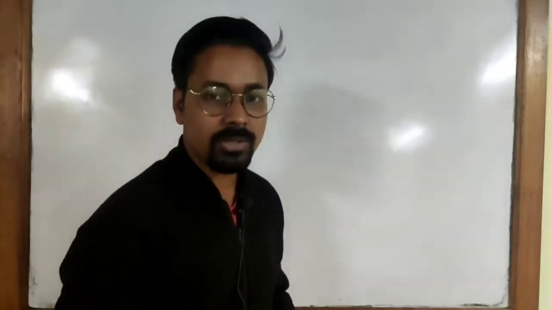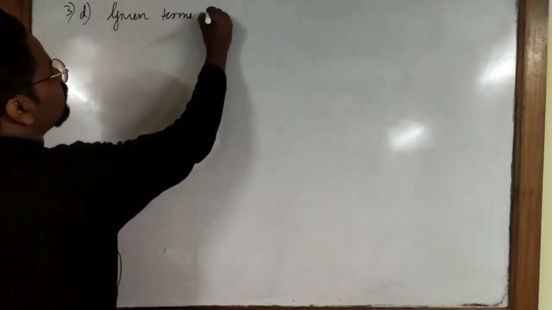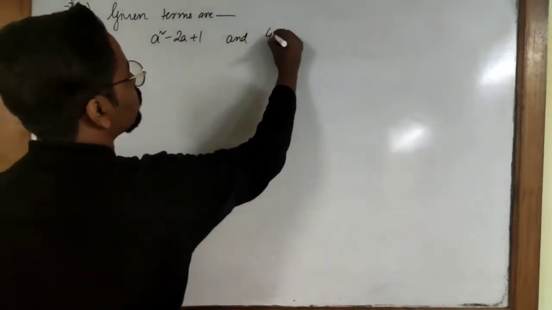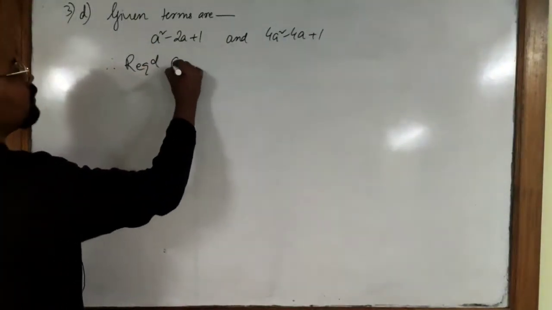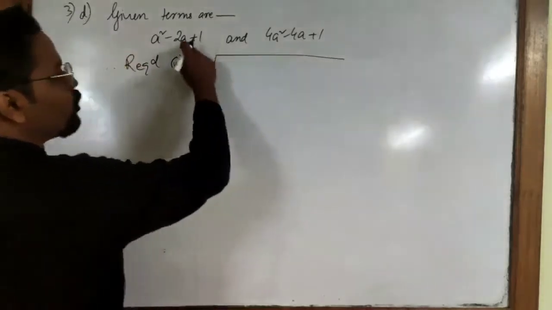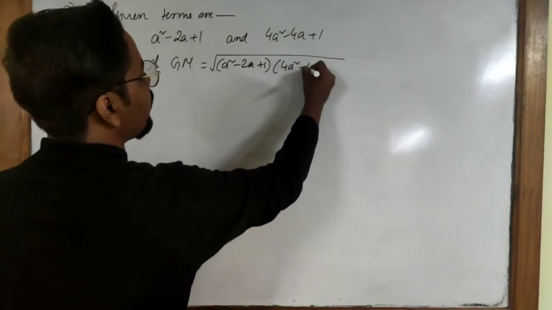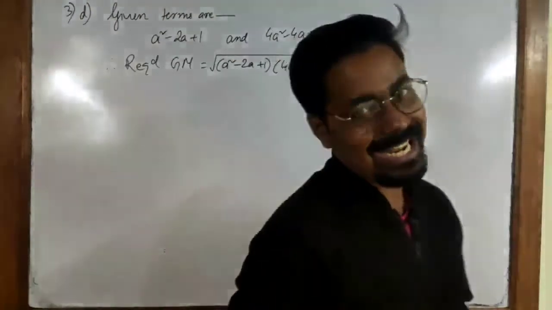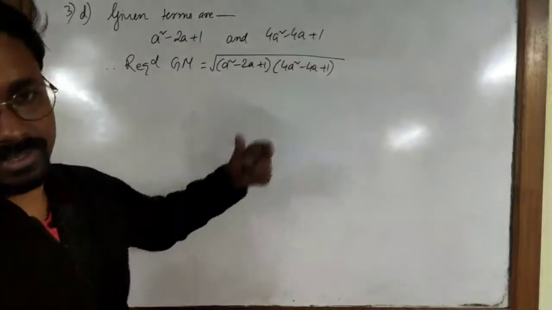So, since we are given two terms here, number 3D, given terms are a square minus 2ac plus 1 and 4a square minus 4a plus 1. Therefore, required geometric mean will be root over product of these two, that is a square minus 2ac plus 1 into 4a square minus 4a plus 1. Geometric mean of two numbers a and b is equal to root over a into b. So, root over first term and the other term.